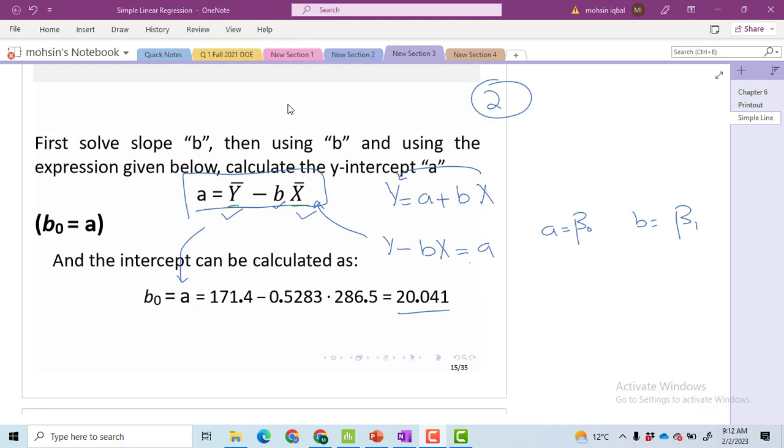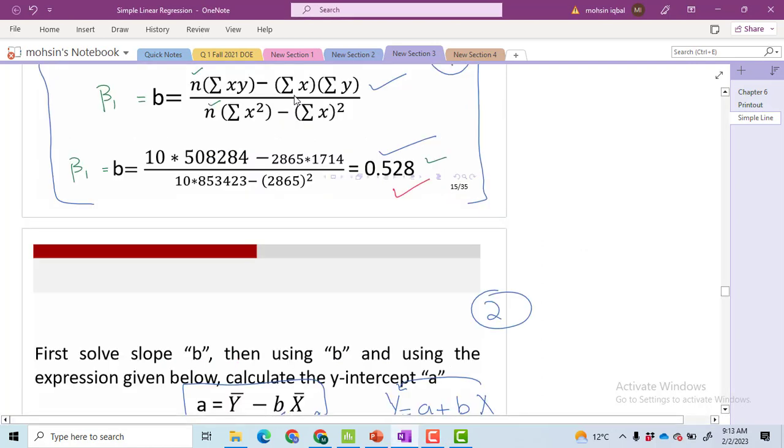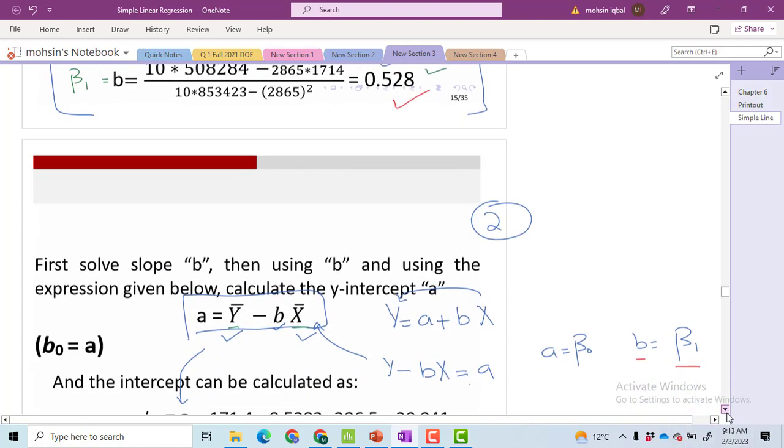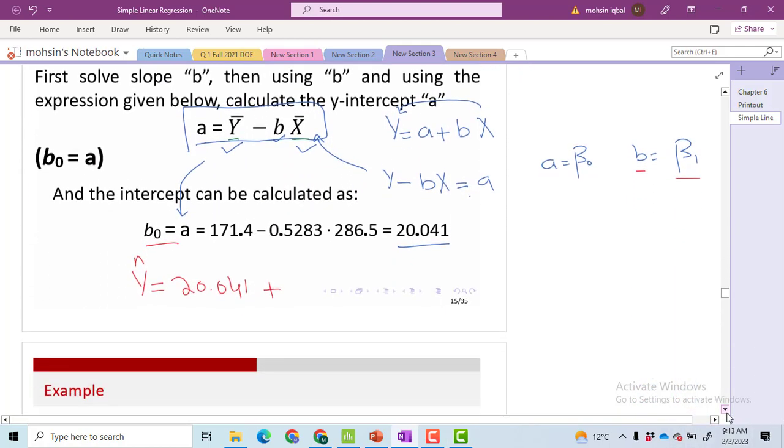Upon knowing the value of beta naught or a as well as b or beta 1, just write the equation: y hat is equal to 20.041, then insert the plus symbol, and after this the beta 1 value, 0.528. Write these values in the equation and you will get the desired regression equation, 0.528 multiplied by x.